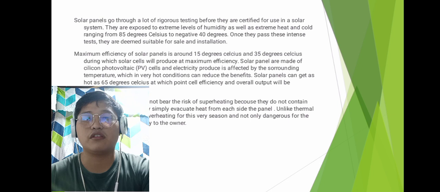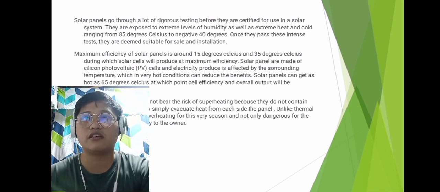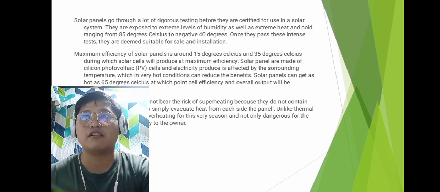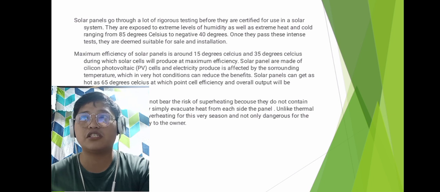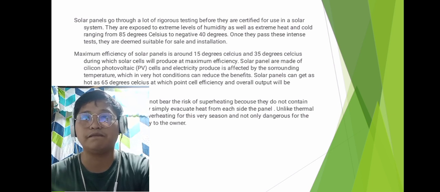And also, solar panels go through a lot of rigorous testing before they are certified for use in a solar system. They are exposed to extreme levels of humidity as well as extreme heat and cold, ranging from 85 degrees Celsius to negative 40 degrees Celsius. Once they pass these intense tests, they are deemed suitable for sale and installation. Maximum efficiency of solar panels is between around 15 degrees Celsius and 35 degrees Celsius, during which solar cells will produce at maximum efficiency.